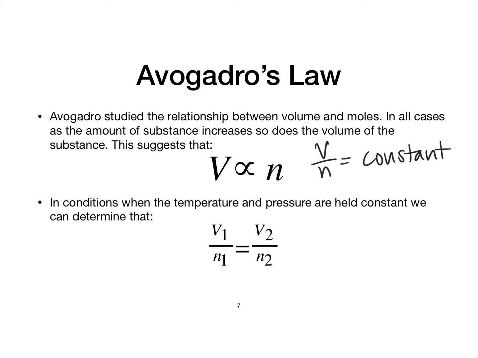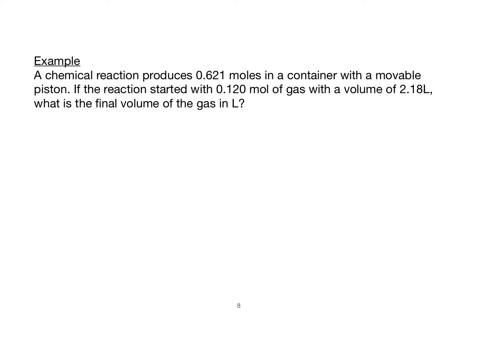So Avogadro's law states that the volume divided by moles in one situation is equal to the volume divided by moles in the other situation, where volume is in liters and moles is in moles. So if a chemical reaction produces 0.621 moles in a container with a movable piston, if the reaction starts with 0.120 moles of a gas and a volume of 2.18 liters, what is the final volume? Now in this case, we have V1 over n1 equals V2 over n2.